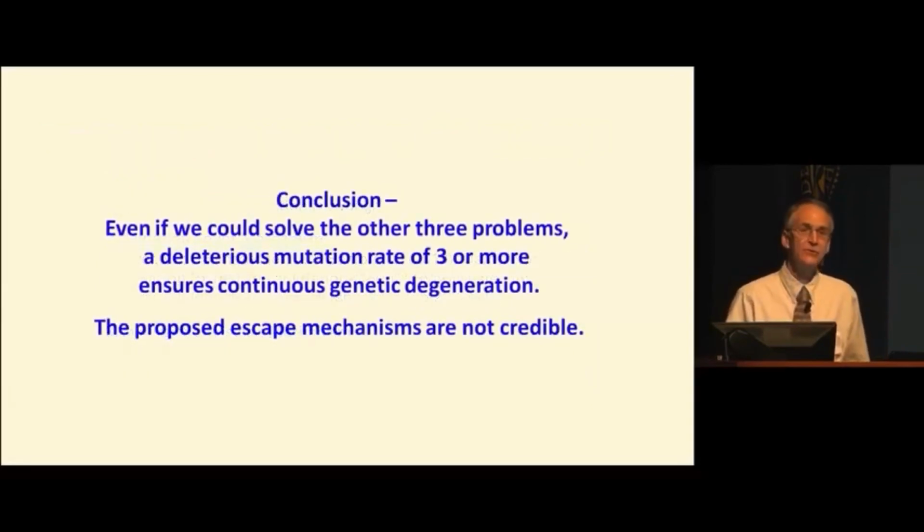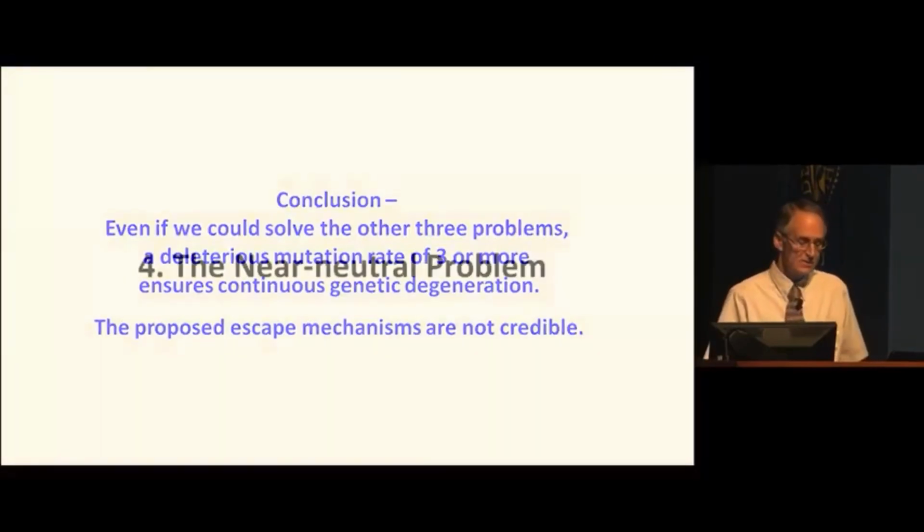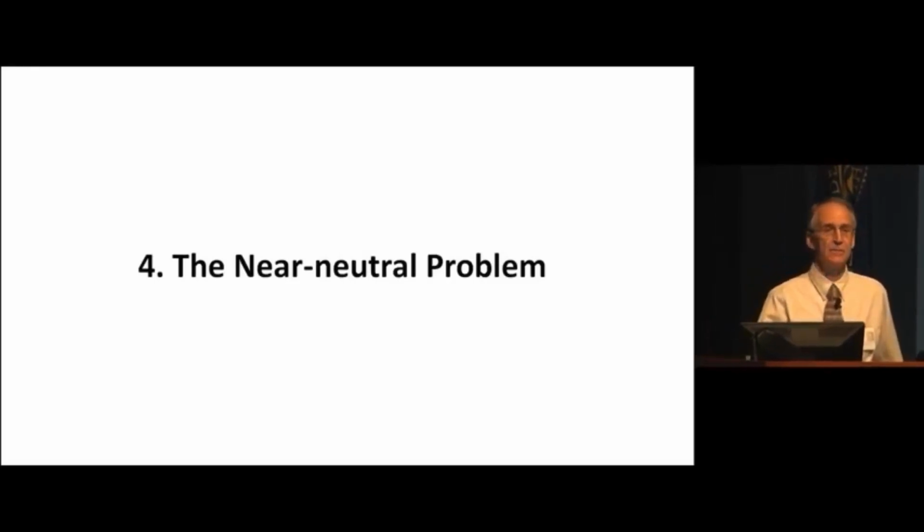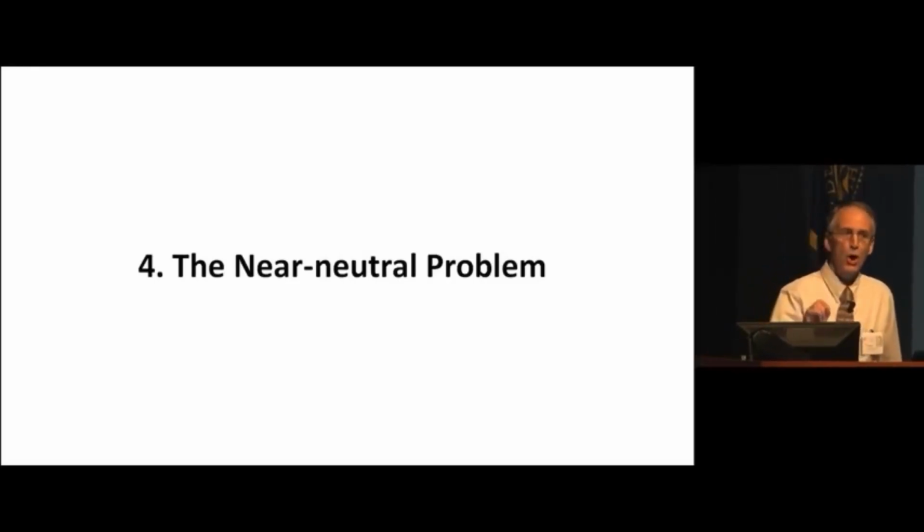So, the conclusion in terms of the large number of mutations pouring into the population: even if we could solve the other three problems that I described, a deleterious mutation rate of 3 or more ensures continuous genetic degeneration. The proposed escape mechanisms are not credible. They've been falsified. So number 4, the near-neutral problem. The near-neutral problem is a longer-term concern, but this is the most significant problem, and so I want to explain it to you.